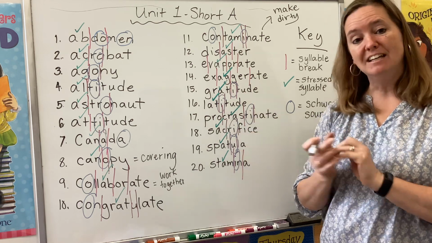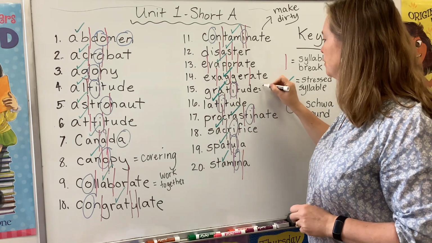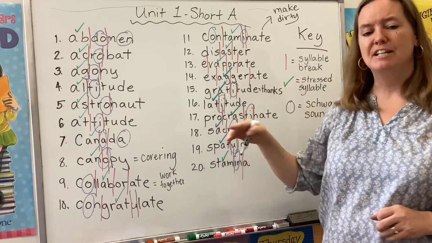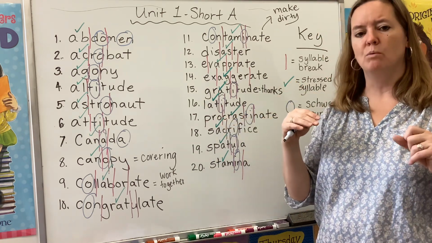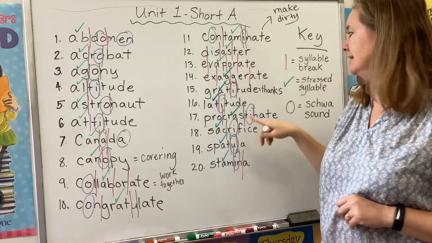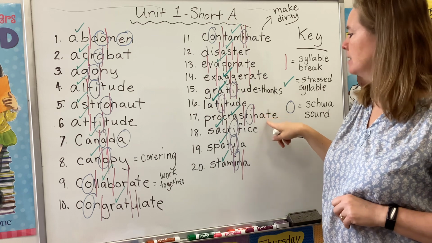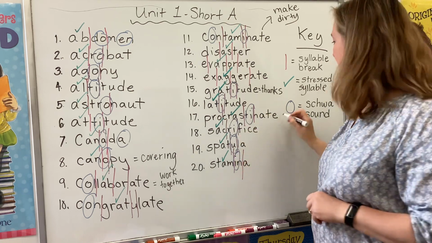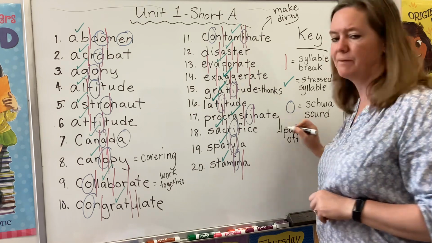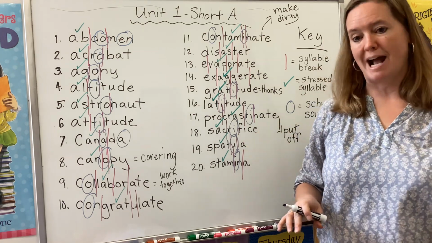Gratitude is thanks, right? You might show your gratitude with a nice card. Latitude, if you look at a world map, you'll notice there are lines going across it. Those are lines of latitude. Procrastinate means to put off. So if you don't want to do your homework right now, you might procrastinate.